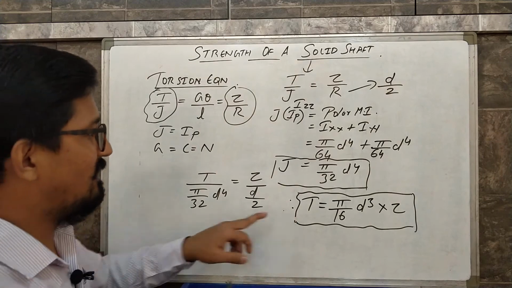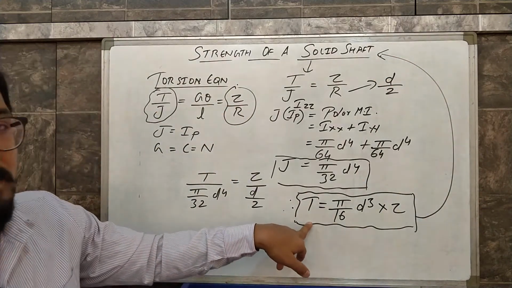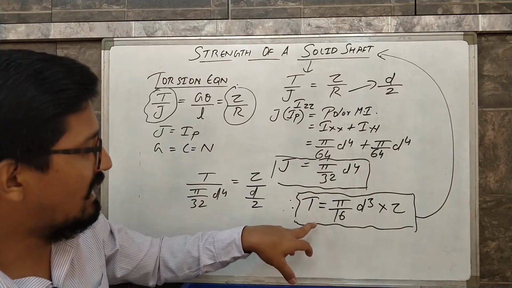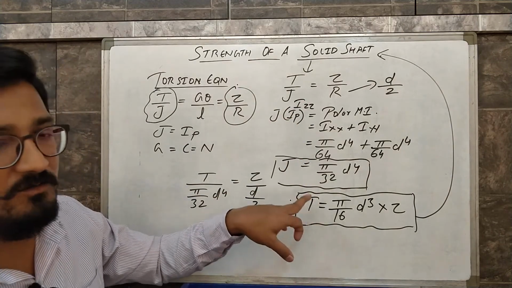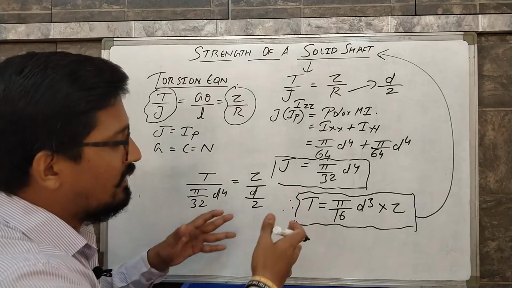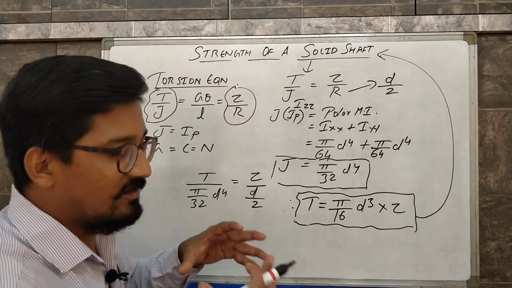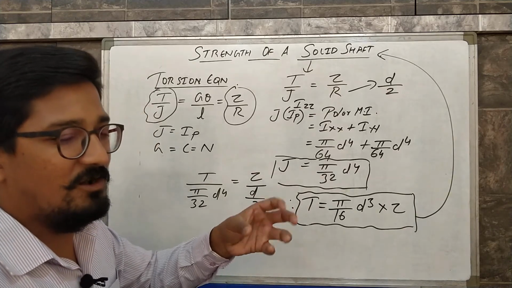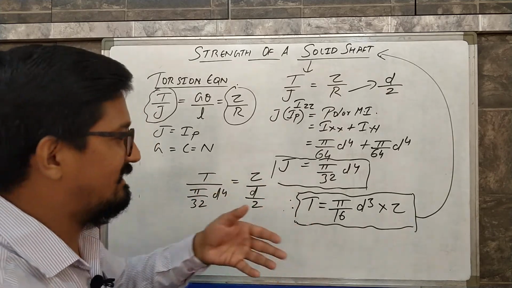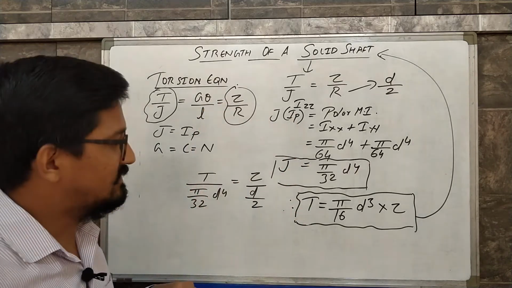So by this equation we can calculate the strength of a solid shaft in terms of torque, twisting moment or turning moment. And when this torque, twisting moment or turning moment is existing in a shaft, then torsion or torsional stress is being induced in the shaft. So by using this equation we can calculate strength of a solid shaft.